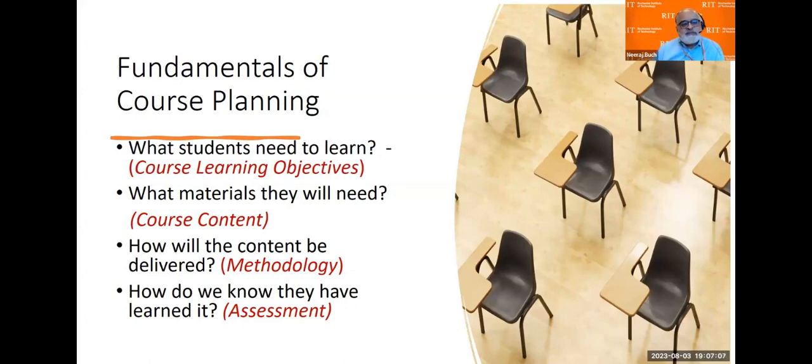And then, of course, how do you know whether the learning objectives were met? Because that is critical both for you as an instructor and for the students. So there has to be both formative assessments and summative assessments designed as part of the course. So these are some key elements of course planning.